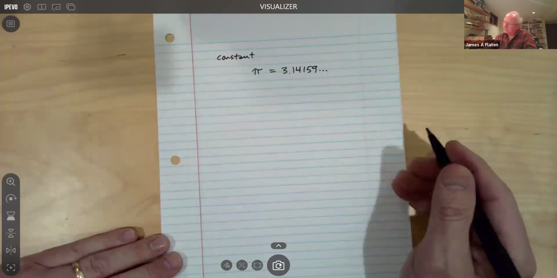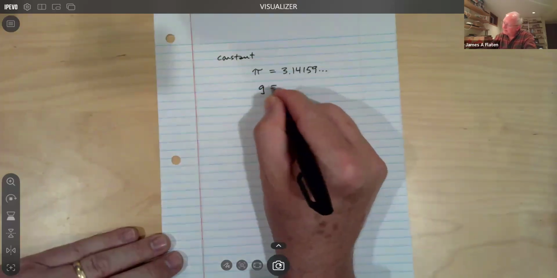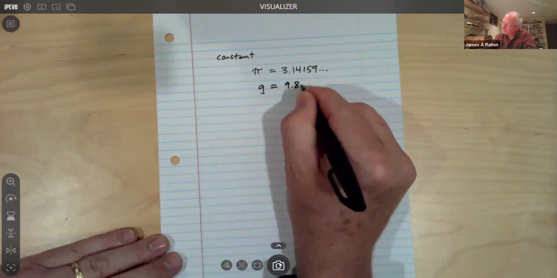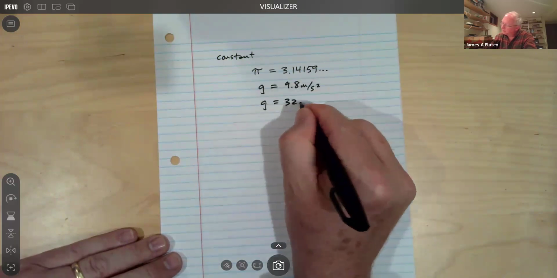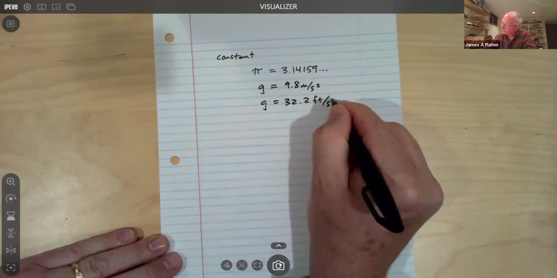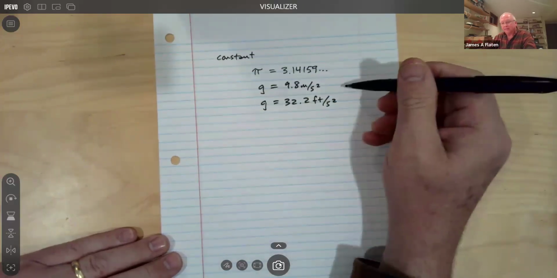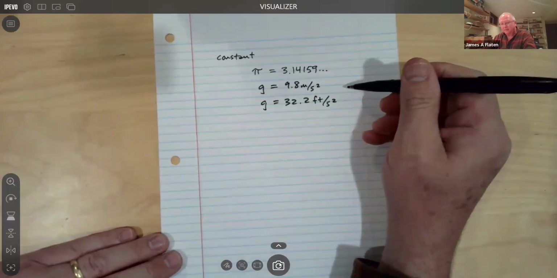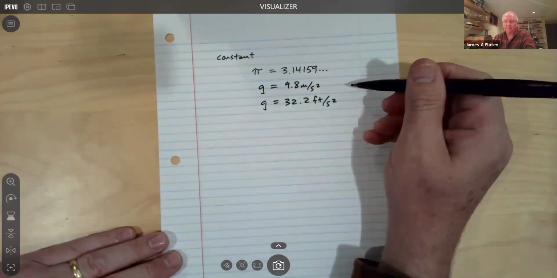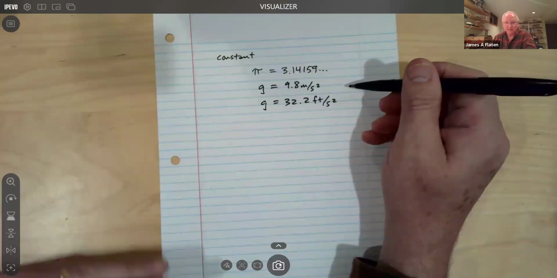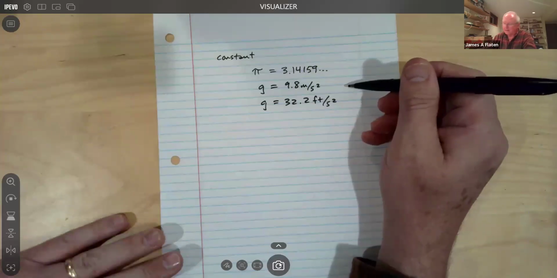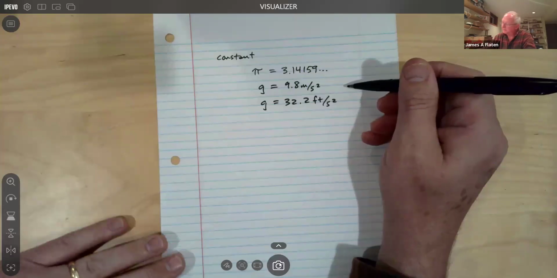Here's another constant. It's called g. And so g could be 9.8 meters per second squared, or g might be written as 32.2 feet per second squared. This particular constant refers to the gravitational free fall near the surface of the Earth. So this constant is used a lot in physics, at least. This is how quickly things pick up speed if you drop them near the surface of the Earth, or how quickly they change their speed because of gravity, if nothing else is acting on them, including no air resistance.